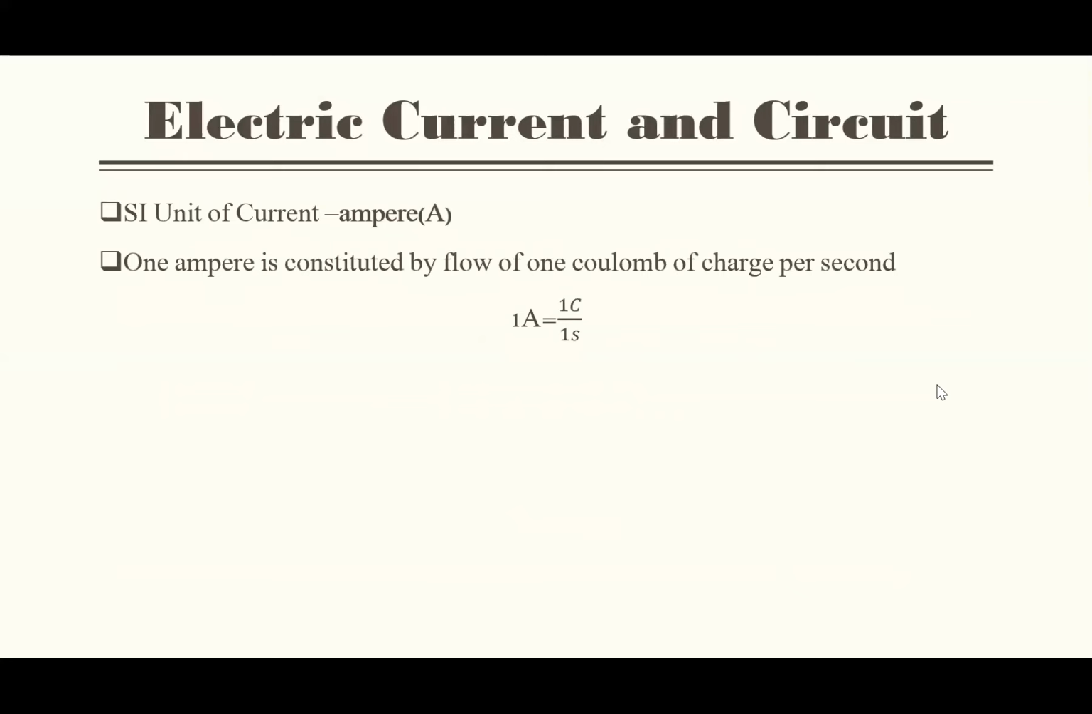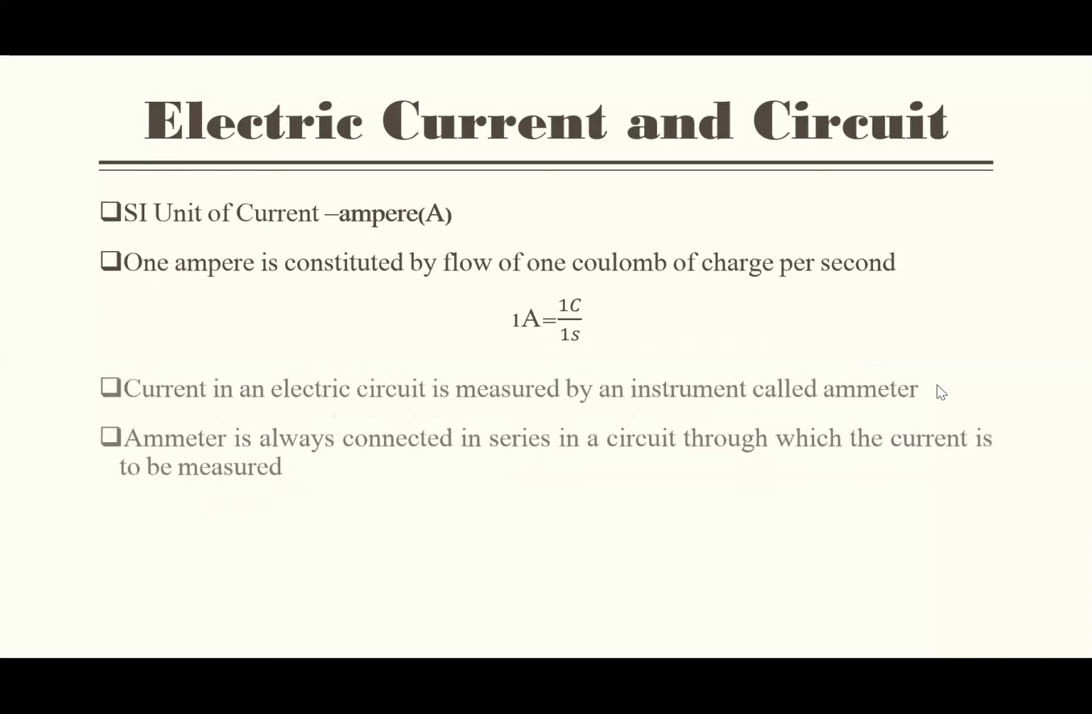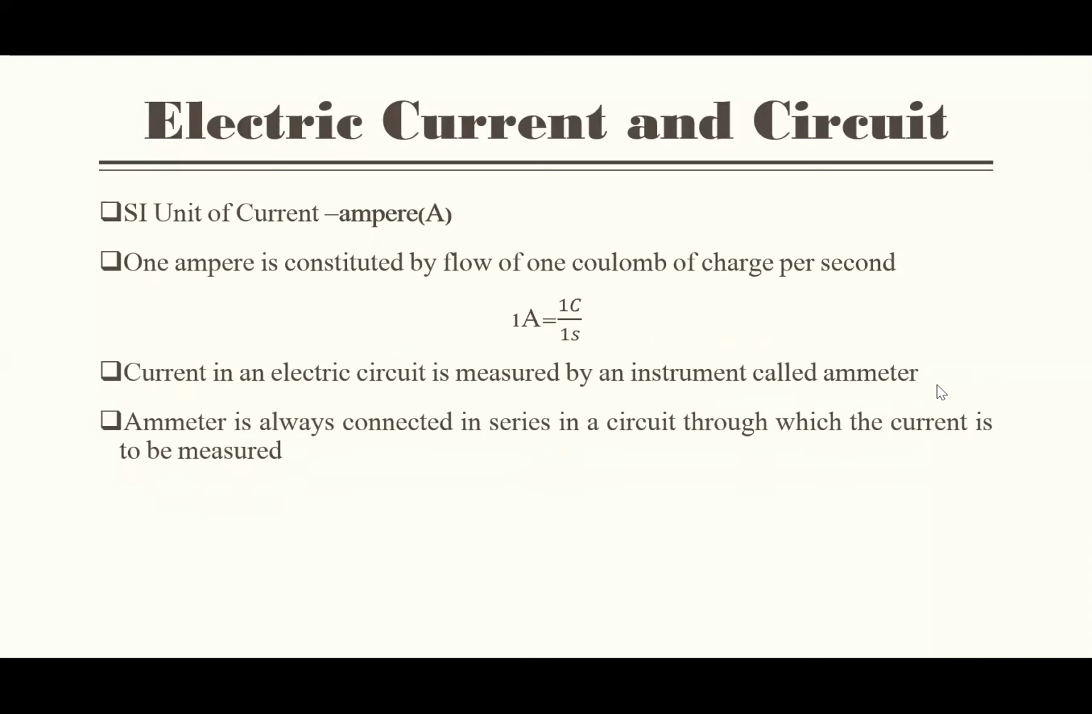Now coming to the SI unit of current, it is ampere denoted by capital A. 1 ampere is constituted by the flow of 1 coulomb of charge per second. That is, 1 ampere is equal to 1 C divided by 1 second. Now, if you need to measure current in an electric circuit, you will use an instrument called ammeter. And you connect the ammeter in series in a circuit through which the current is to be measured. What is meant by series connection will be dealt with in the later stages.